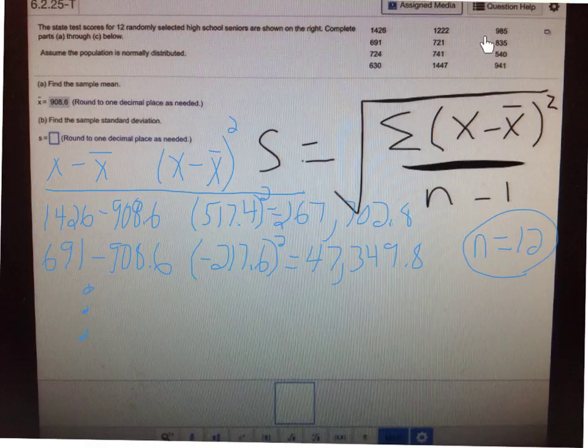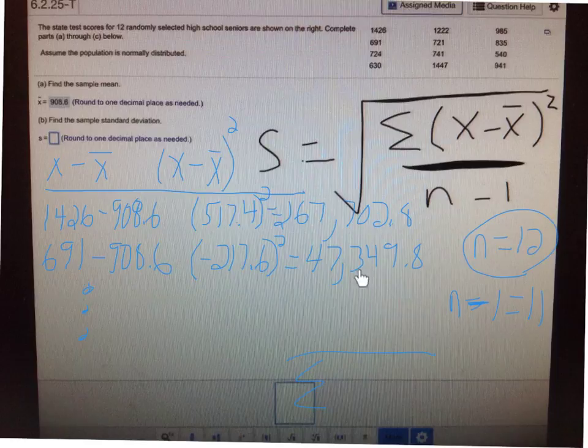So I did it for the first two numbers. You have to do it for the next 10 numbers, so you want to do it for all 12. This symbol here means once you've done that for all 12 numbers, you want to add this column, and find the sum of this column here. Then take that sum and divide it by n minus 1. Well, n is 12, so n minus 1 will be 11.